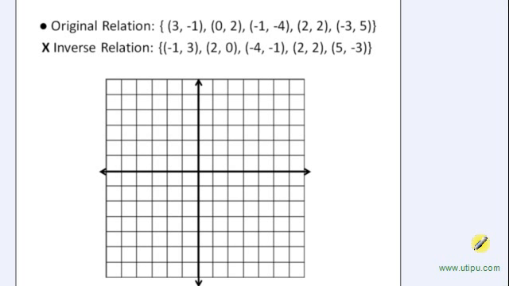All right, so get your graph ready. And again, the original relation points we're going to graph with dots. So I'll start with (3, -1), put a dot there, (0, 2), dot there, (-1, -4), put a dot there, (2, 2), dot there, and then (-3, 5), and a dot there.